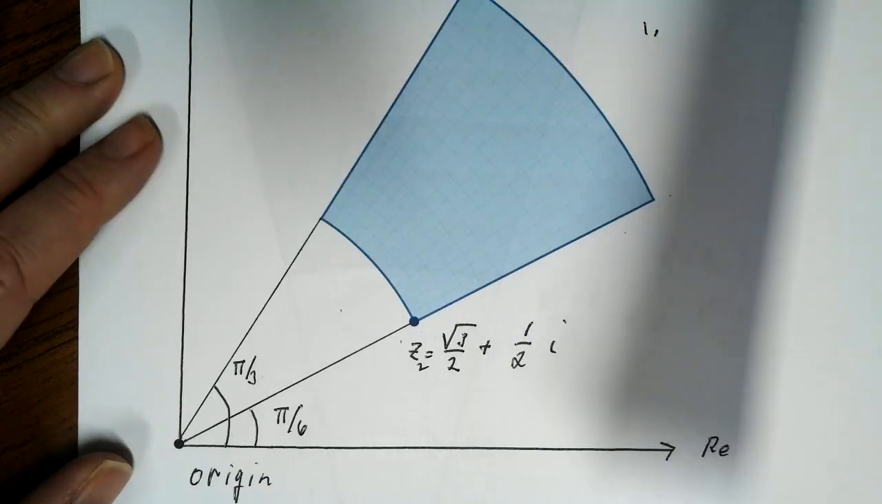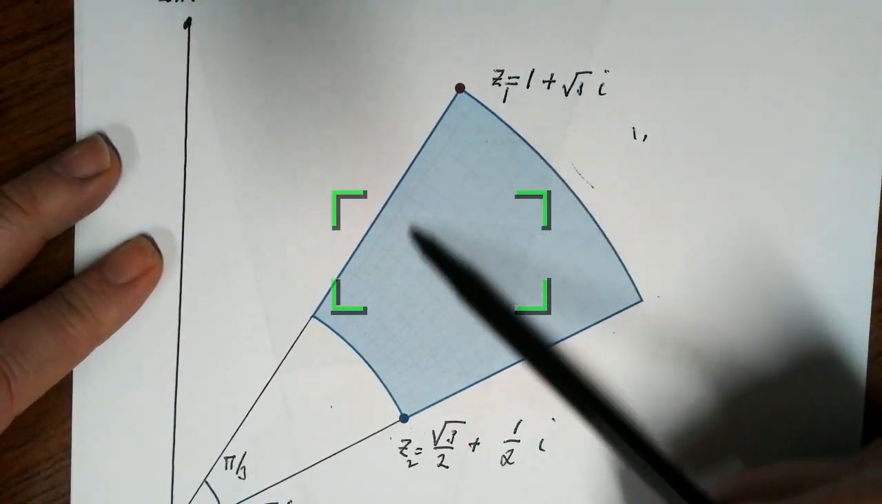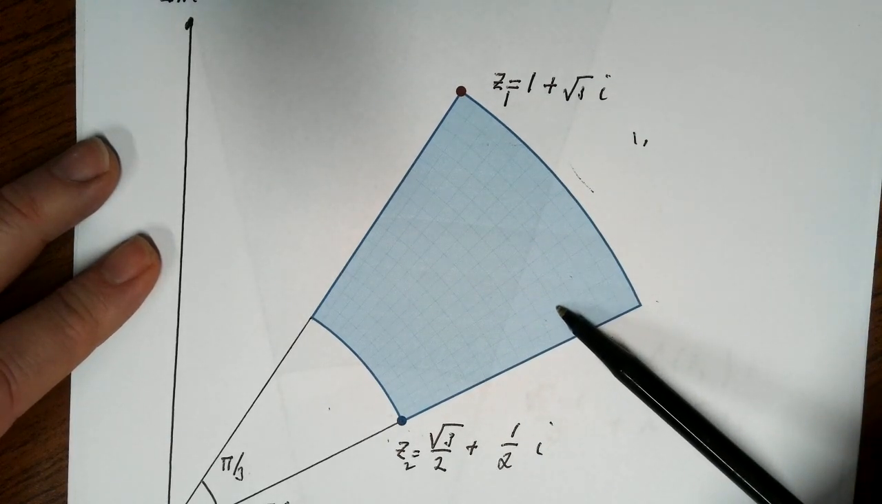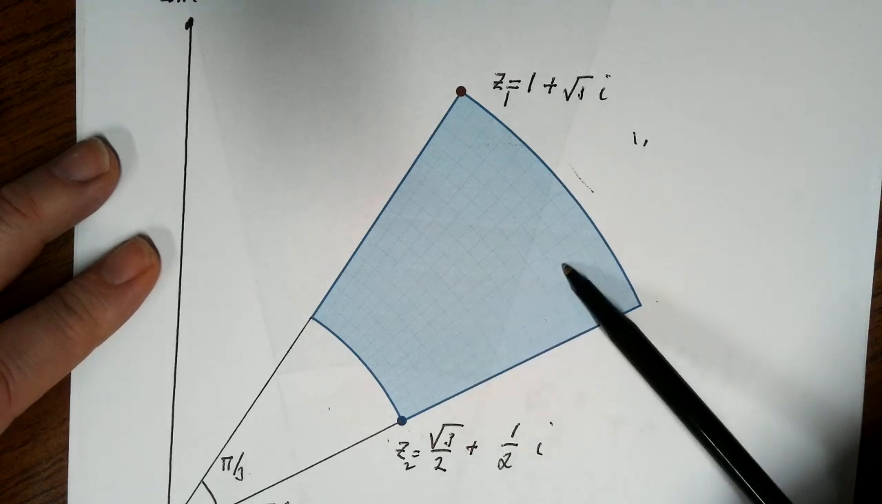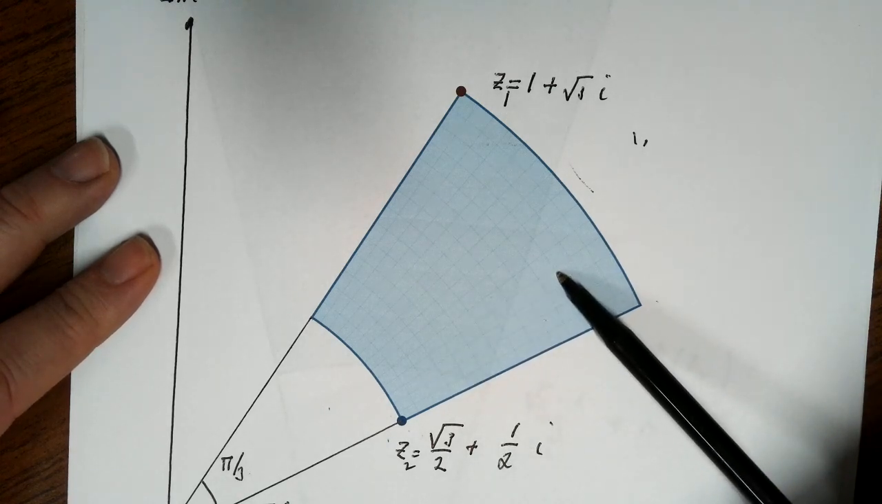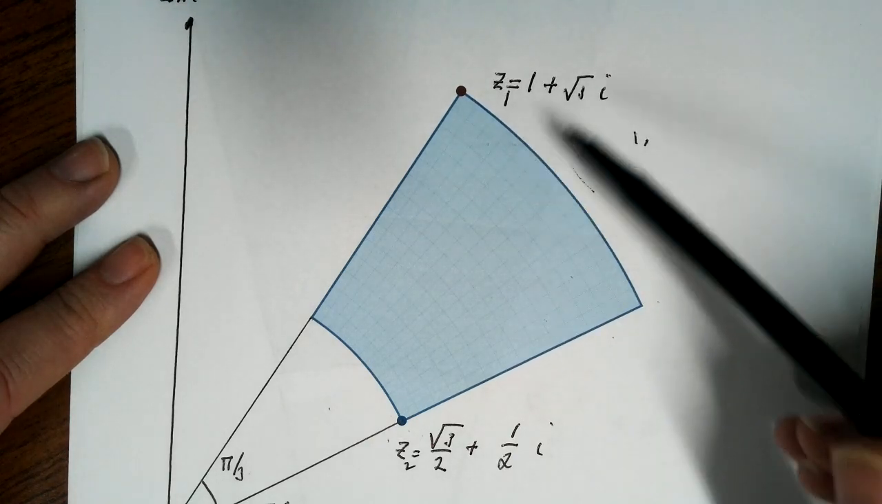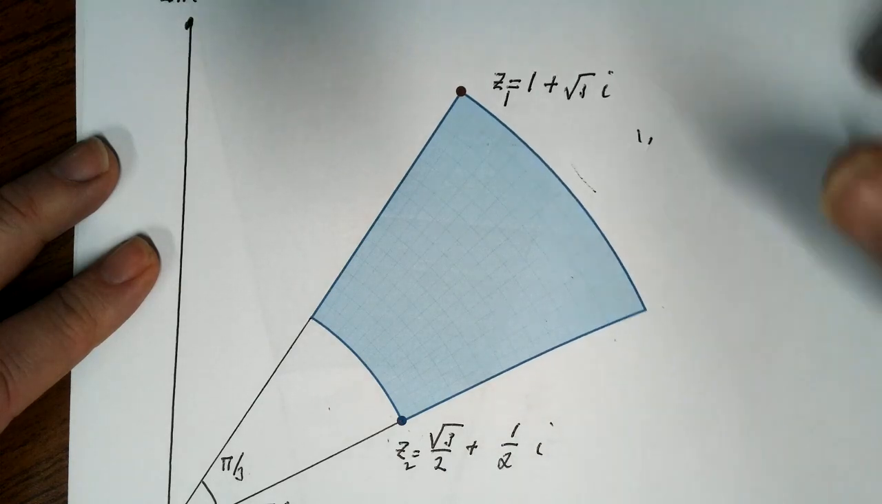Now what happens if we apply our linear function to everything in this region? What do we get? What does it look like? Well, we know from what we said before that the effect is to take every point in this region, scale its modulus by root 2, and rotate by pi over 4. So this is z1 and this is z2. We calculated their values a moment ago.